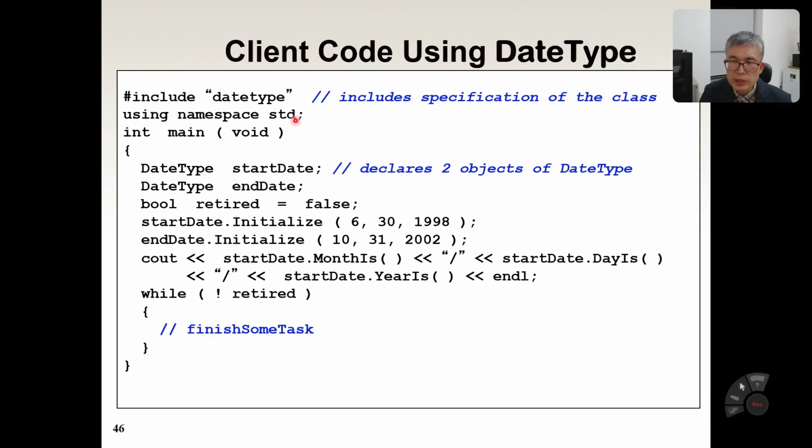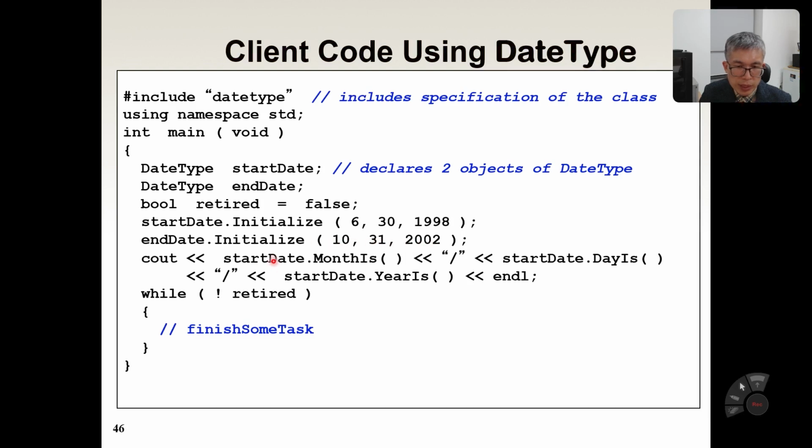Specified this standard package. In the main function we declare two variables, start date and end date, and a boolean retired. Initially we can set it to false, and the start date initialize function is called to initialize its member variables. The end date is initialized in the same way. So the start date is June 30, 1998, and the end date is October 31, 2002.